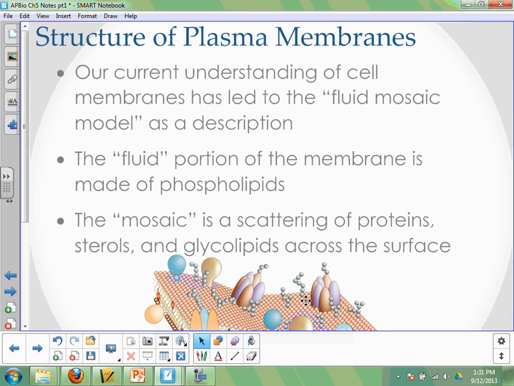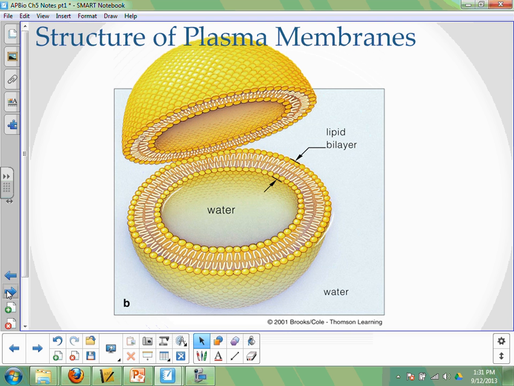But inside that membrane, a lot of these structures would be representing proteins, sterols, including, if it's an animal cell, cholesterol, and glycolipids. If you look at the word glycolipid, glyco might make you think of glucose. That's a carbohydrate structure that's attached to a lipid. So that's where that name comes from.